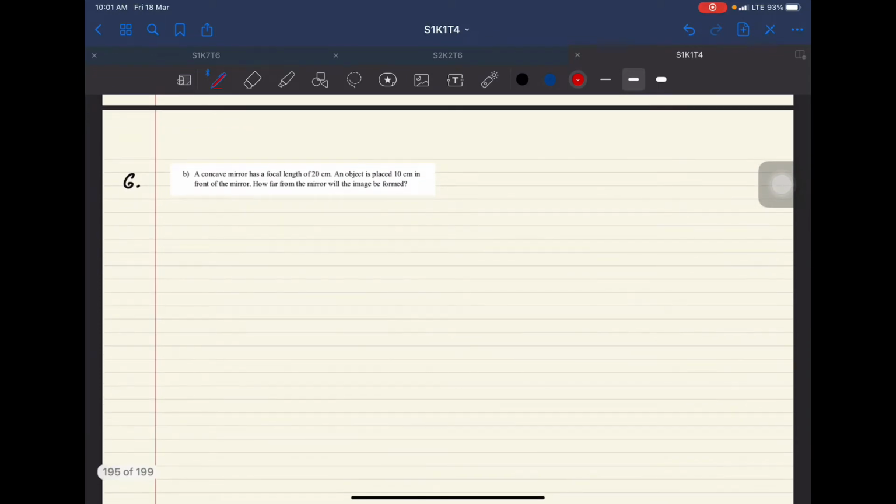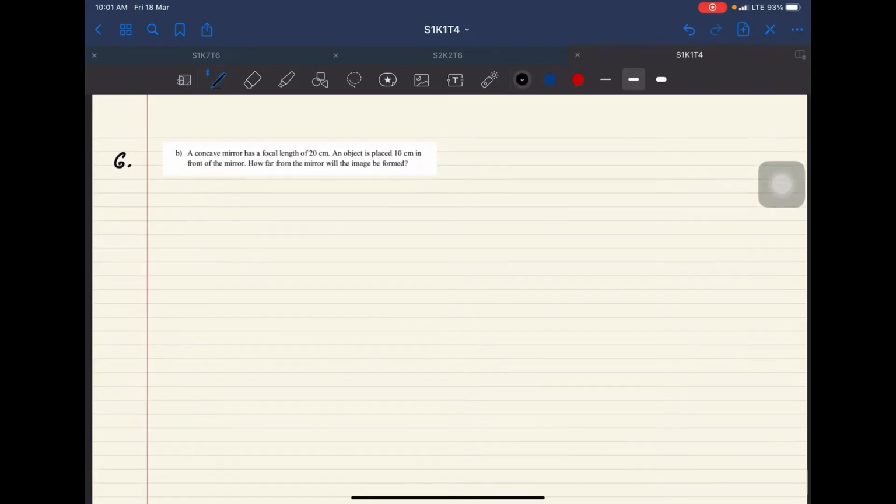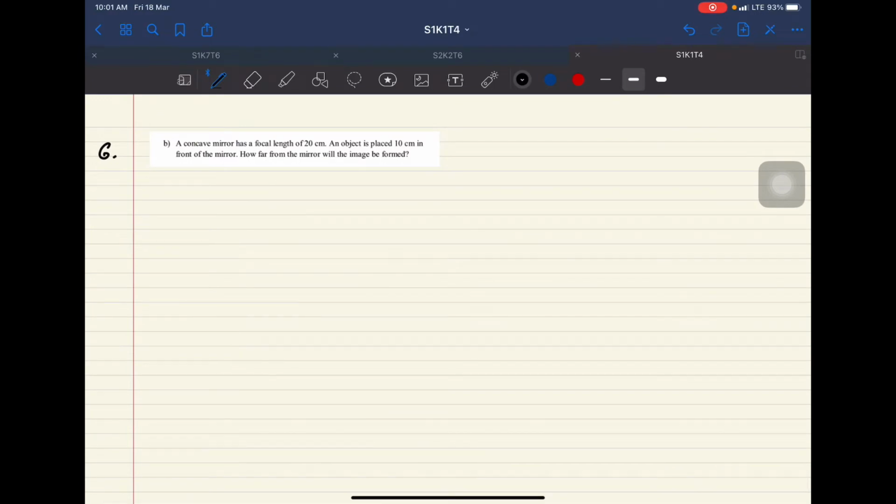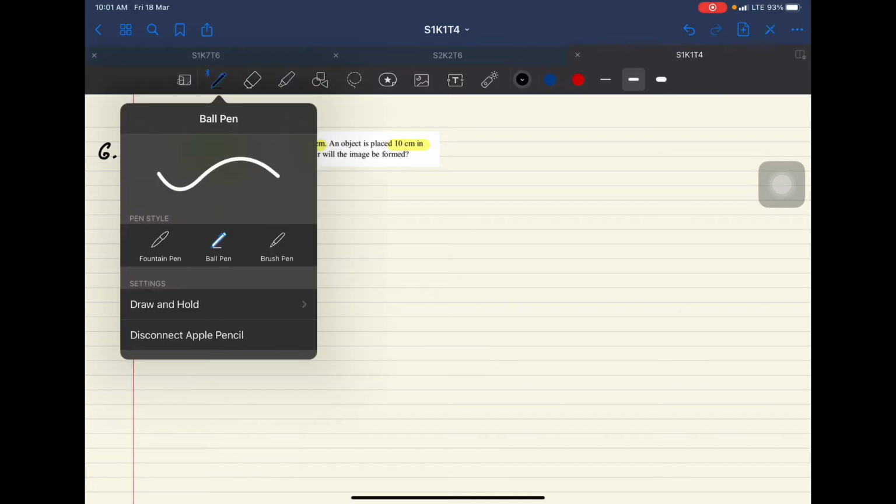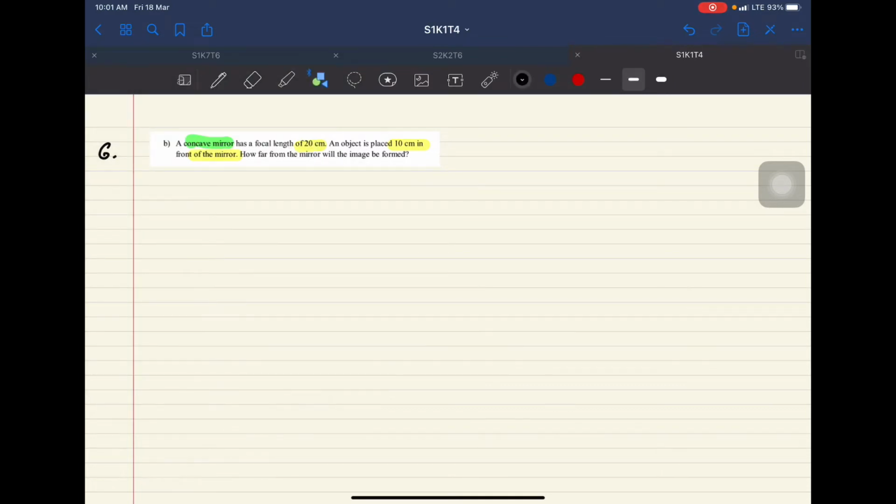Okay, let's look at one example here. It says that a concave mirror has a focal length of 20 cm. An object is placed 10 cm in front of the mirror. How far from the mirror will the image be formed? So it is a concave mirror. My suggestion, if you try to solve this kind of problem, first thing first, sketch the position of the mirror and predict the position of the image.